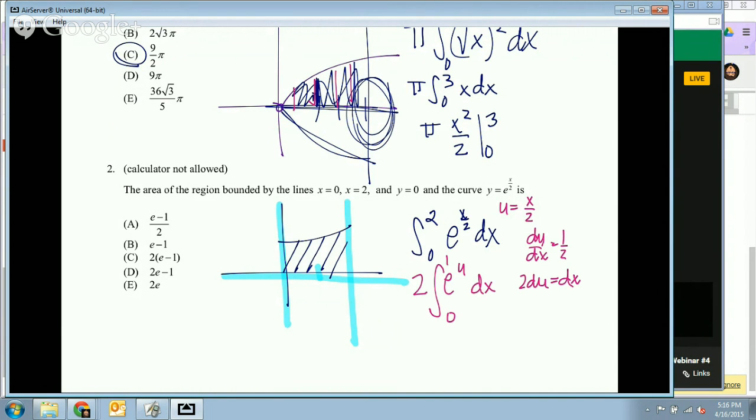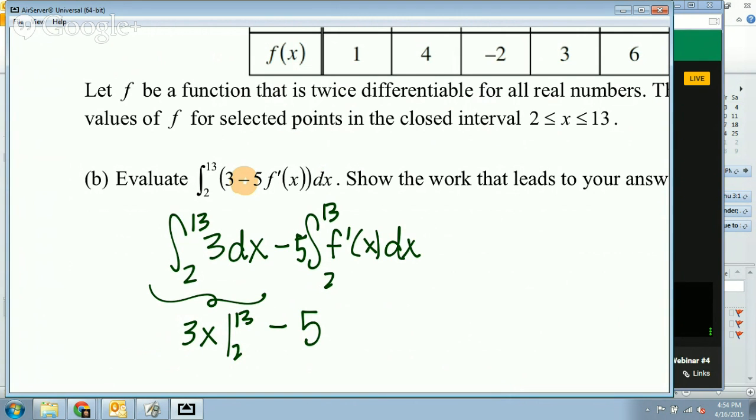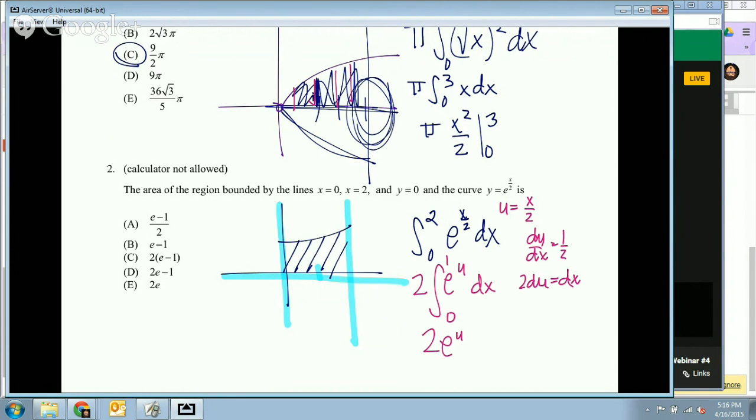All right, so I have the antiderivative. They're taking the antiderivative of e to the u, with 2 in front, from 0 to 1. So 2 times e to the 1, which is just e, minus 2 times e to the 0. Now, AP, when they are talking to you about the value and whatnot, they really like to use this e to the 0, that it's equal to 1. So make sure you know this.